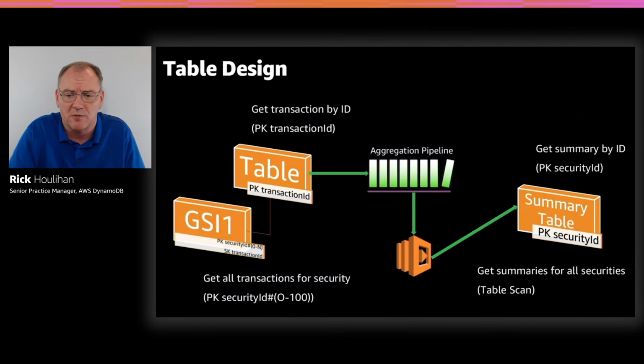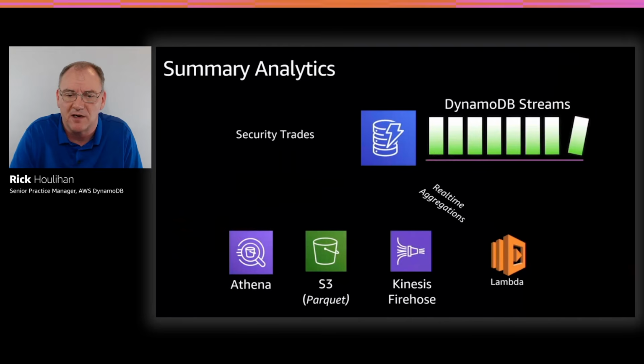All the transactions were pushed into DynamoDB streams. They used this as an aggregation pipeline to summarize the events, get that data pushed into a summary table, and that summary table supported the other two access patterns, right? Get me the summary by ID, get me the summaries for all securities, right? Select for by PK equals security ID or table scan. Those are the two operations there.